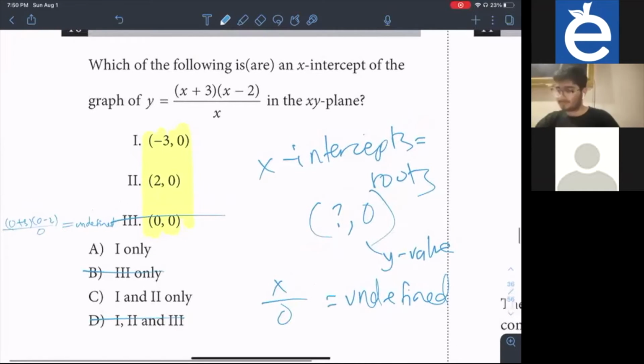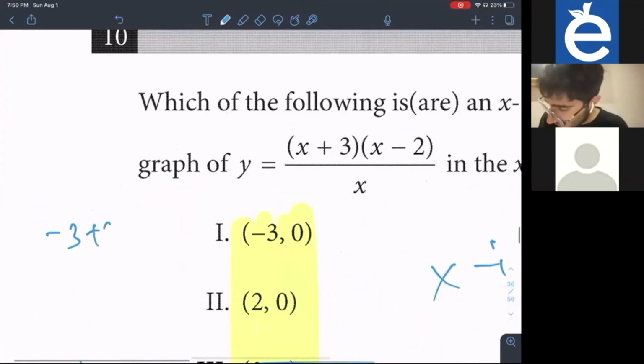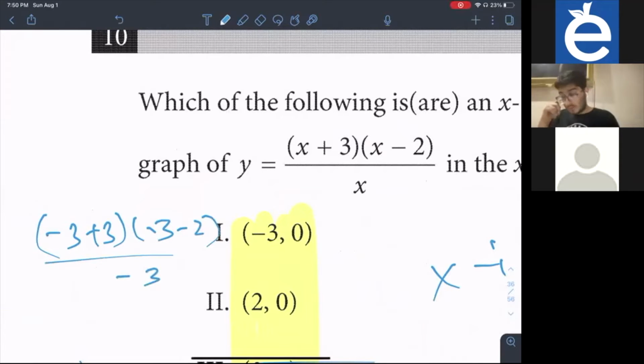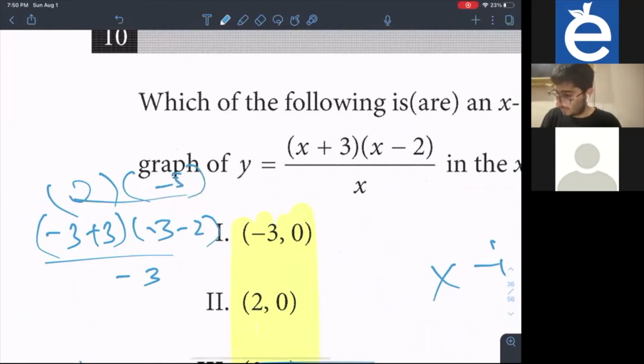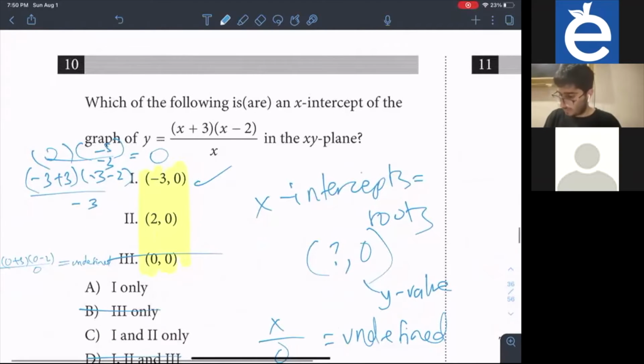Okay, now let's try 1. Let's try -3. We do -3 plus 3, -3 minus 2 over -3. What's -3 plus 3? 0. Anything multiplied by 0 is just 0. So let me just do it. -5 over -3 would be right here. 0 over anything is 0. So it'd be 0, which matches with the y-intercept. The value of the output must be 0. So this works. 1 works.